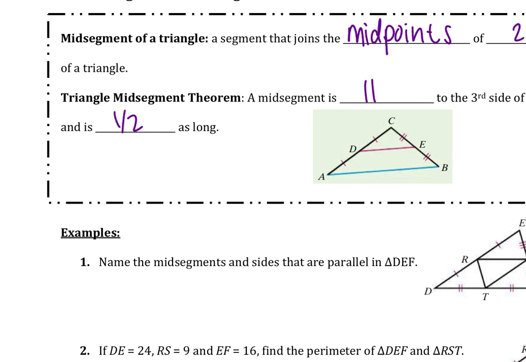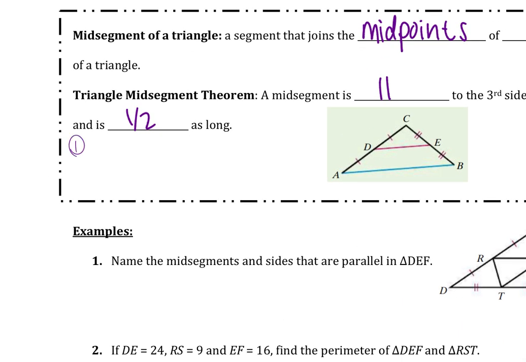So there are two things we would know from this. The first thing would be that DE is parallel to AB. And the second thing we would know is that half of AB is equal to DE. Or you could even say AB is equal to 2DE. Both would work.